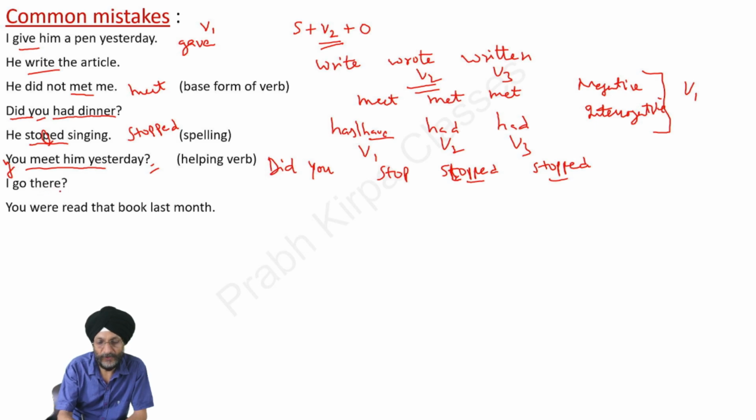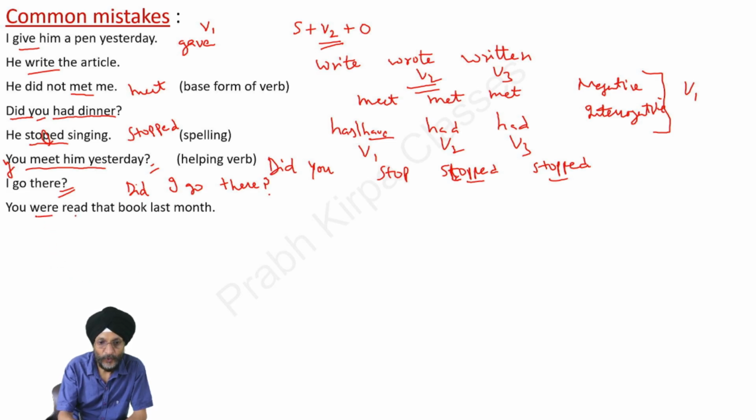Next, here you will also see in the next line, I go there. There is an interrogative mark at the end of the sentence. That is, it is an interrogative sentence. So here we will use did: did I go there?